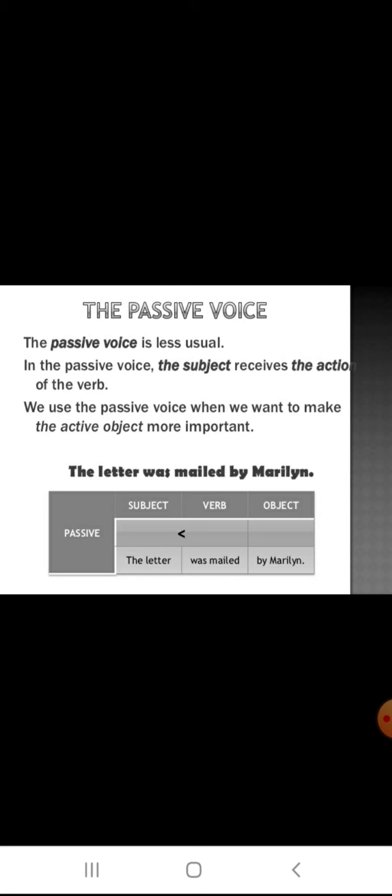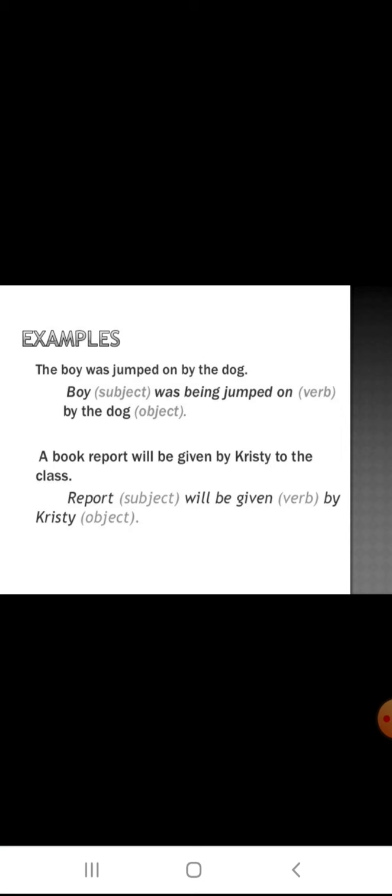Let me explain through an example. The letter was mailed by Merlin. Here the subject is the letter, the verb is was mailed, and by Merlin is the object. The boy was jumped on by the dog. Boy is the subject, was jumped on is the verb, by the dog is the object. A book report will be given by Christy to the class. Report is the subject, will be given is the verb, by Christy is the object.